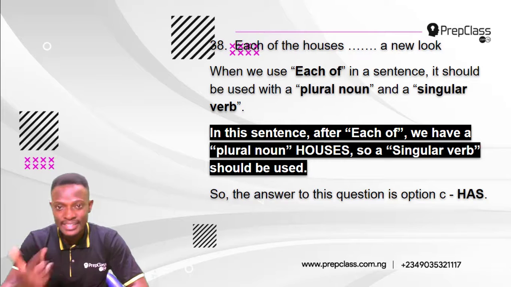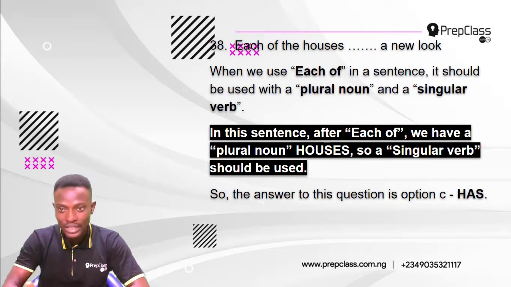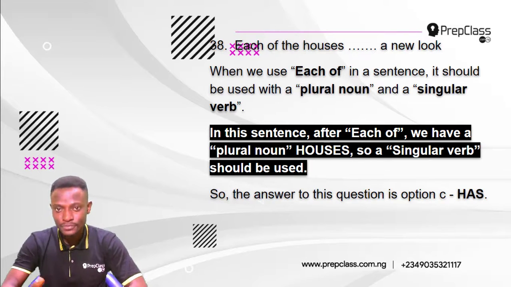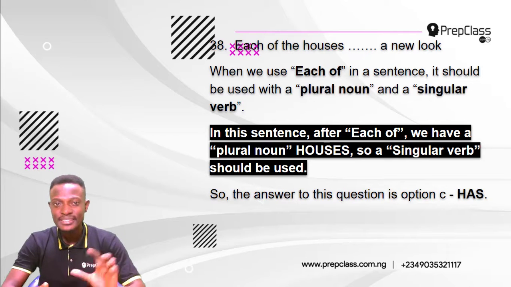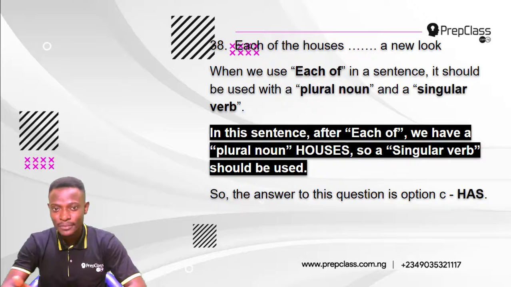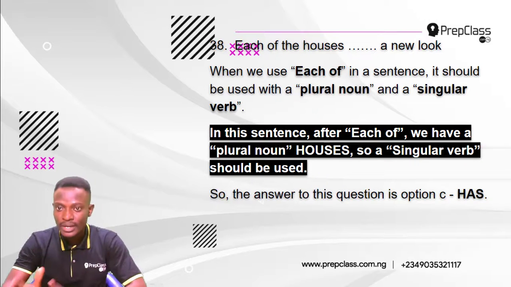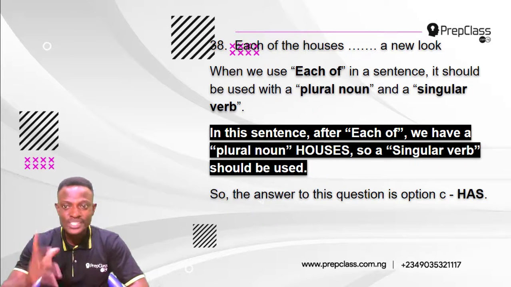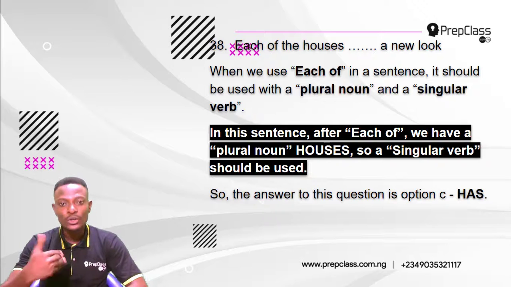When we use each of in a sentence, it should be followed by a plural noun and a singular verb. Now, in this sentence, we have each of. After each of, we have a plural noun, which is houses. So a singular verb should be used.